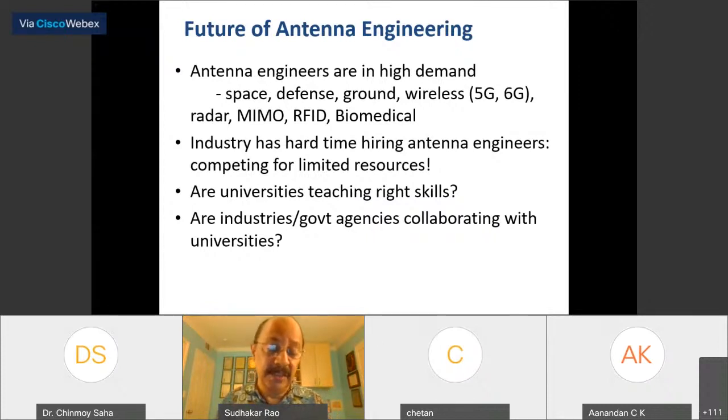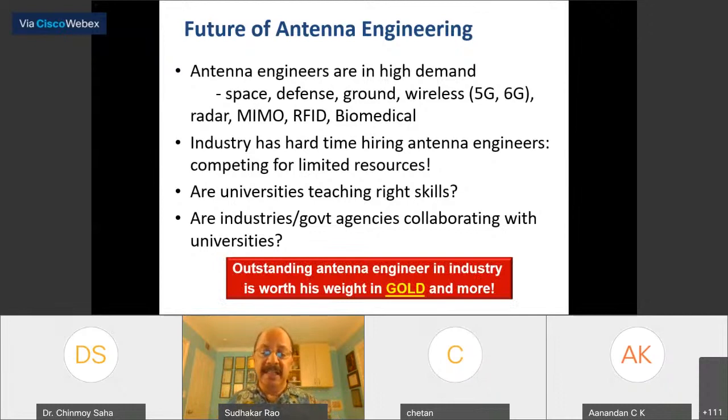We get students as interns, and as soon as they finish the internship and they finish the course, we hire them. That's the only way we feel that we get engineers to join our company because of the competition. An outstanding antenna engineer in industry is worth his weight in gold and more. That's very important. You don't want to become just an ordinary engineer. You want to become a very good engineer. So I think the industry values your contributions a lot.